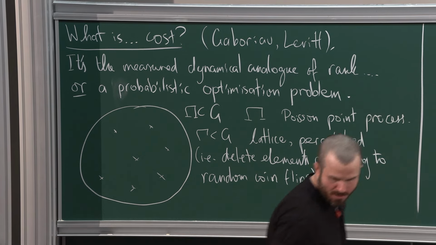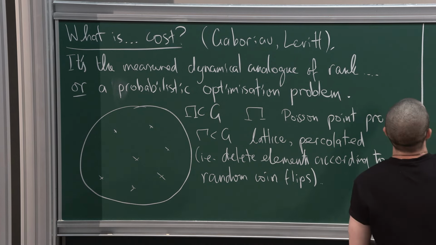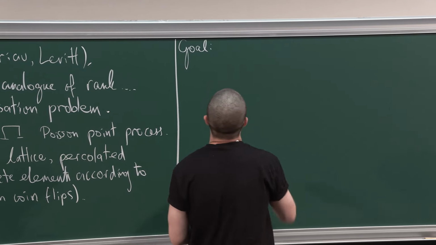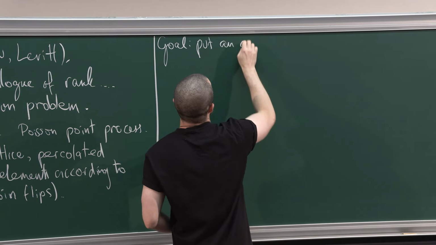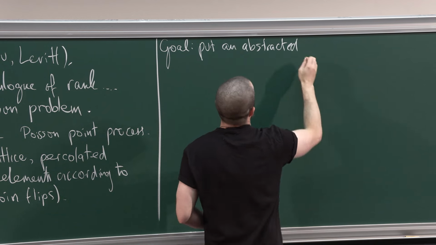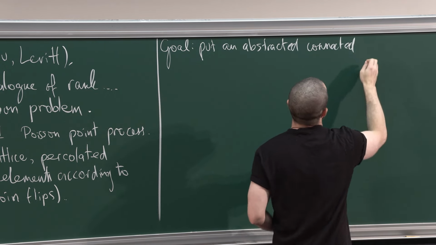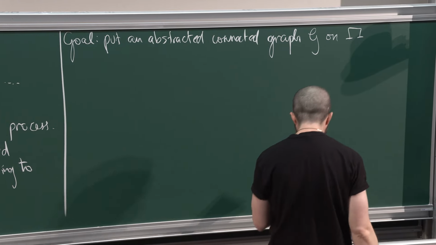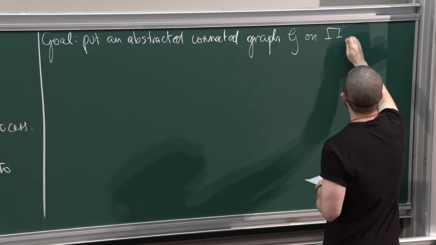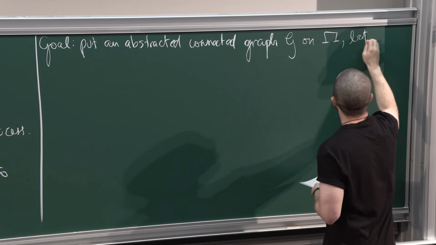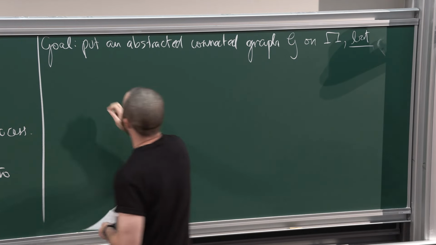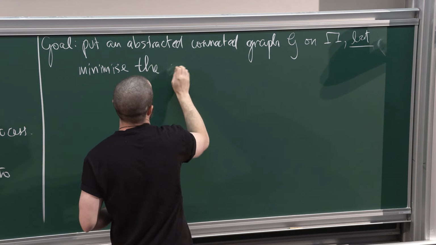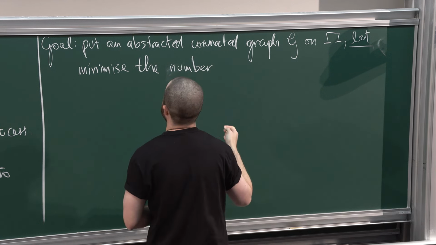So now what I want you to do is to put an abstract connected graph structure, graph G, on pi, subject to some natural constraints, but you want to minimize the number of edges. Okay, this will seem a bit vague at the moment, but I'll make it more precise.